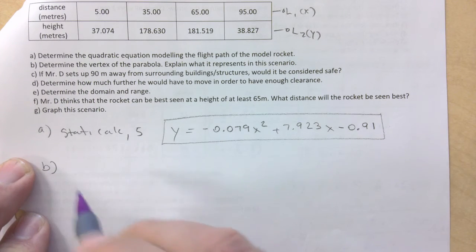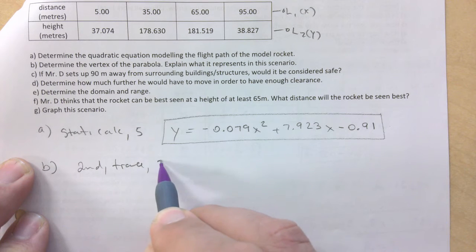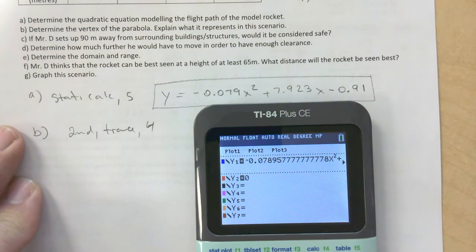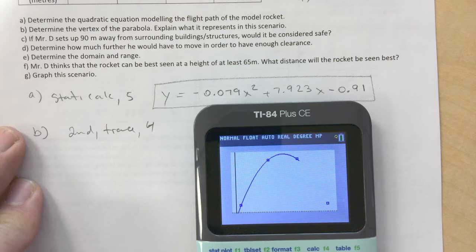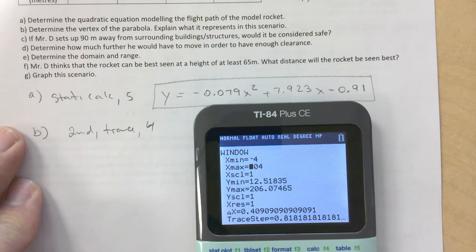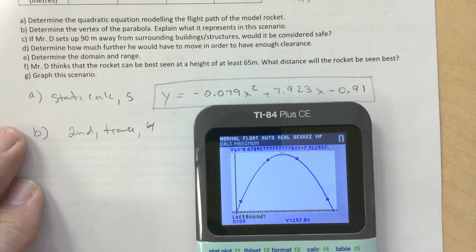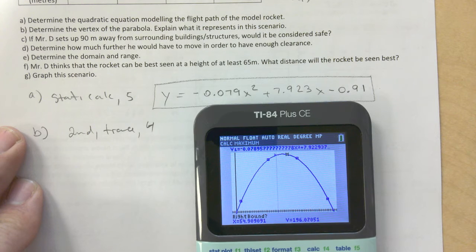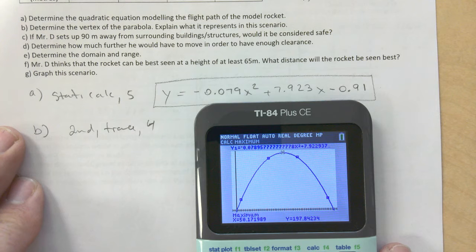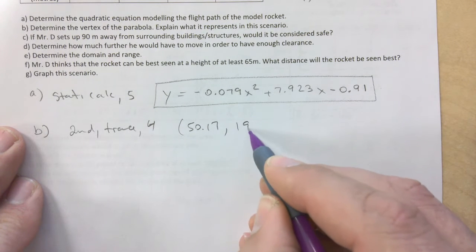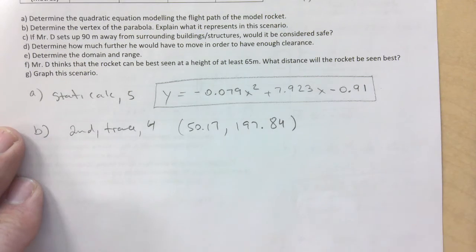Determine the vertex of the parabola and explain what it means. So we're going to find it. We turn on plot 1 now, if you haven't already. And we're going to go zoom 9. Perfect. Window, there's already negative, and here negative 5. There it is. Second trace 4. That's 50.17 and 197.84. Okay, that's what I get.